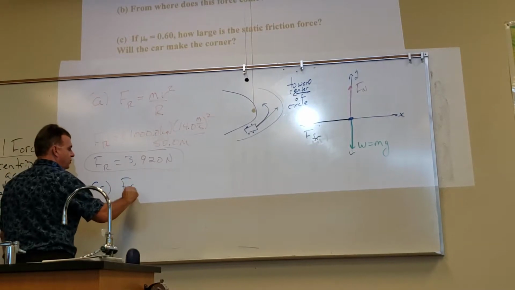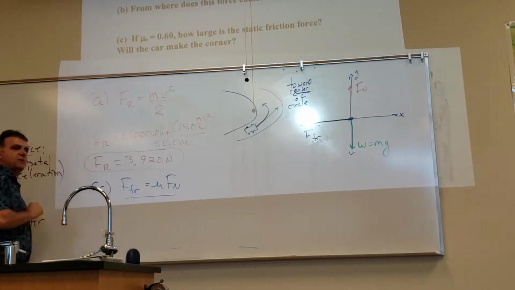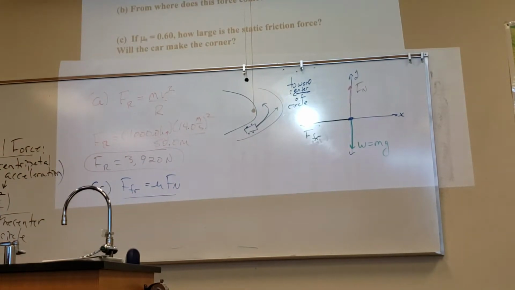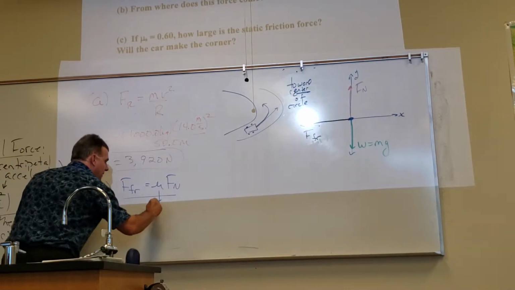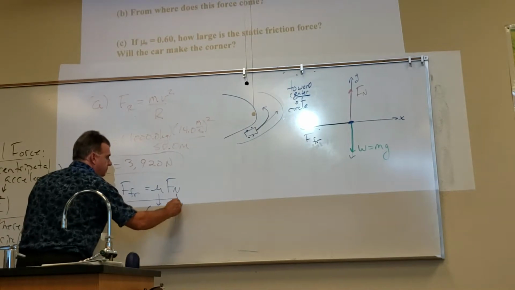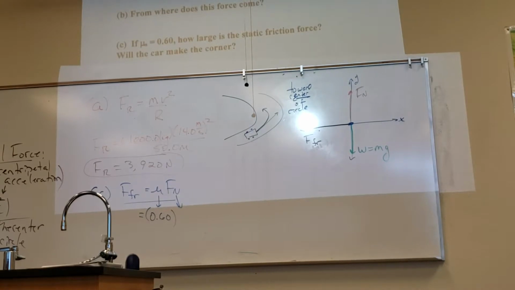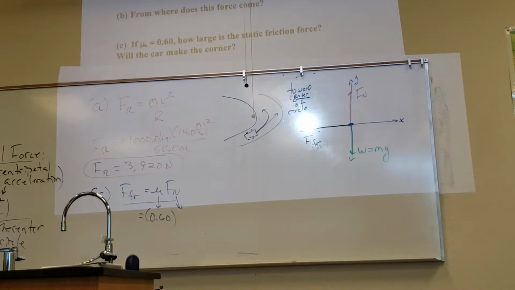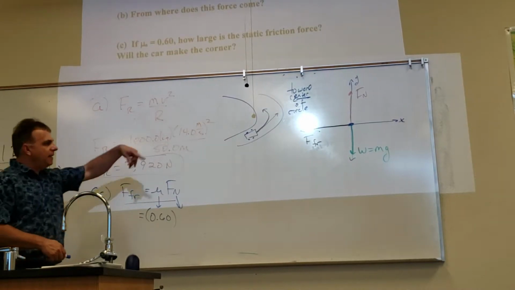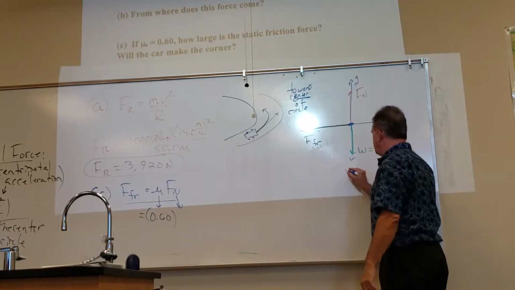The force of friction is a coefficient times the normal force. And they tell me that the coefficient is... diagram and figure that out? Yep. It doesn't move up and down, so the arrow up and the arrow down should come out to be the same size.